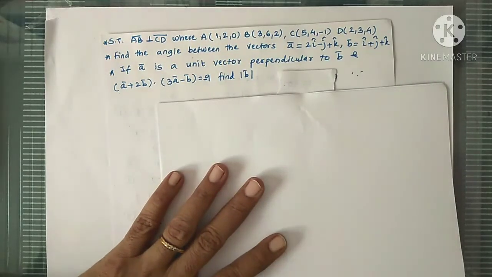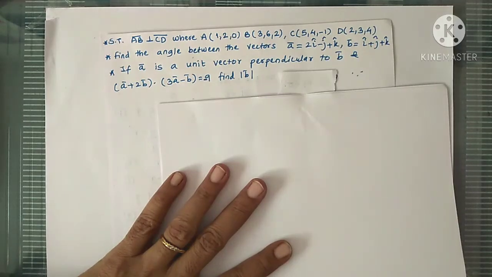Now this is your assignment. Show that AB bar is perpendicular to CD bar, where the coordinates of A, B, C and D are given. So first of all find AB bar as B bar minus A bar. Similarly find CD bar using CD bar equals D bar minus C bar. And to prove that those are perpendicular, prove that their dot product is 0.